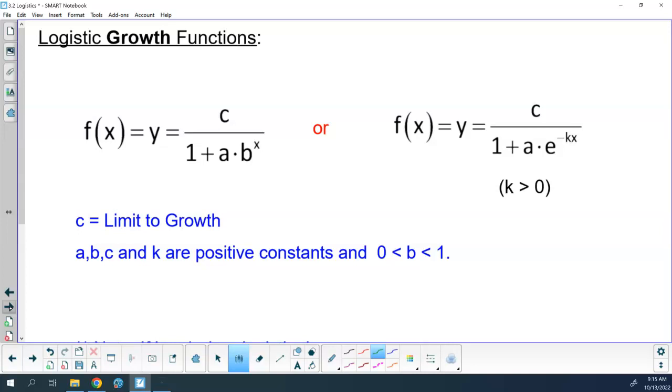Okay? Where that c value is your limit to growth. So that means then that your upper horizontal asymptote would be y equals c. So whatever that numerator is, that is your upper bound. That's as big as your function can get.